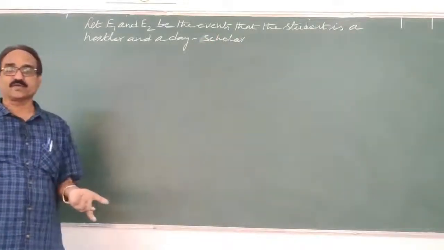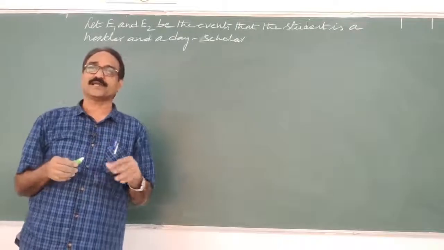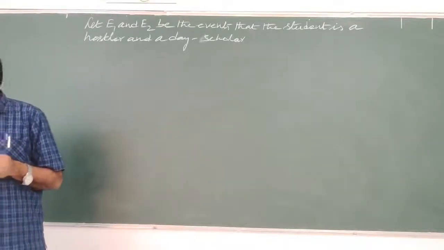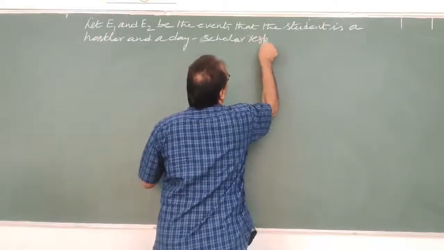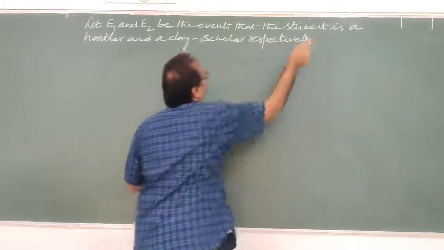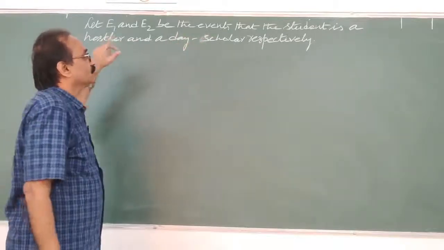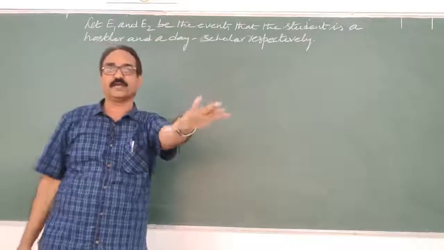Day scholar means who comes from home. Hostler means who resides at the college hostel. So this is respectively. You write respectively. So first of all, I wrote like this: Let E1 and E2 be the events that the student is a hostler and a day scholar respectively.